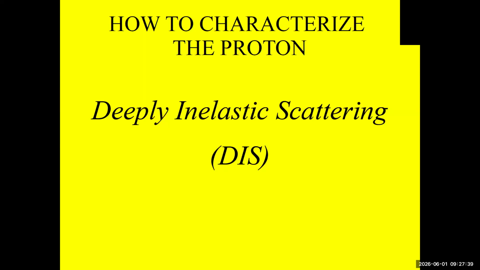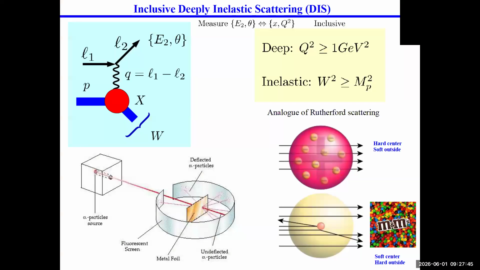And so the kind of fundamental process we use for that is deeply inelastic scattering, or DIS for short. What we're going to do is take a proton and shoot a lepton at it, typically an electron, and that will exchange a photon, and then the electron gets scattered out, and it'll break up the proton.